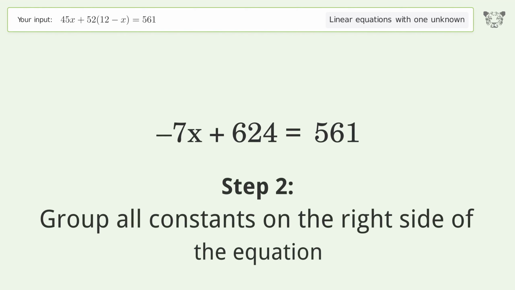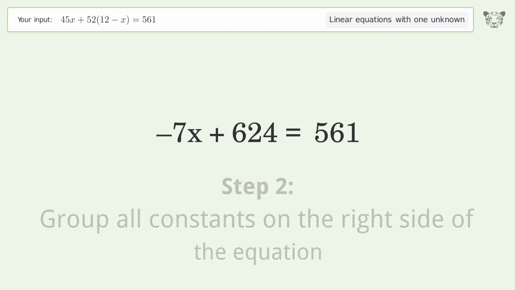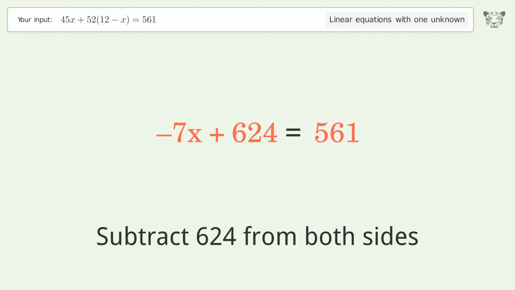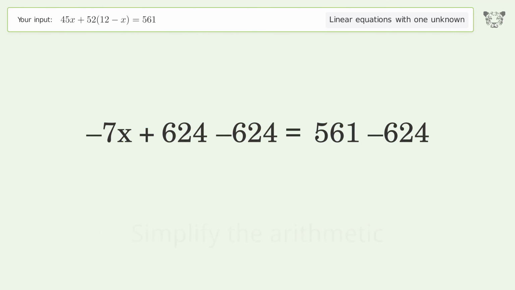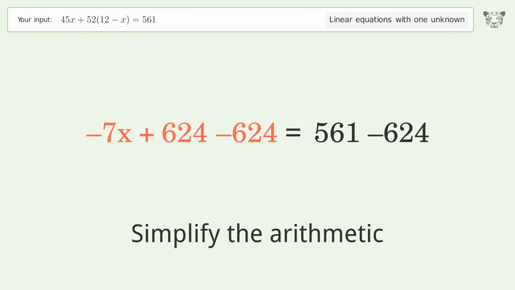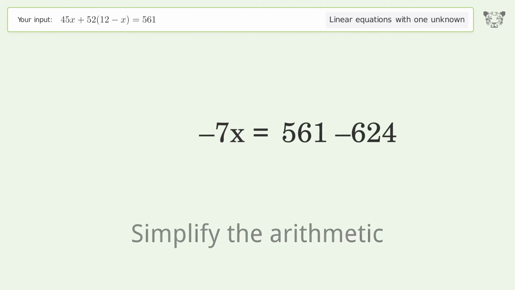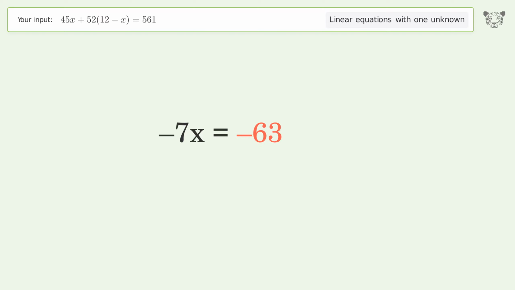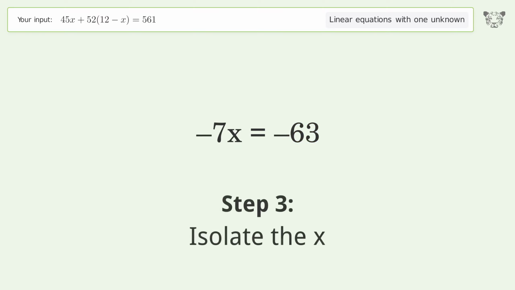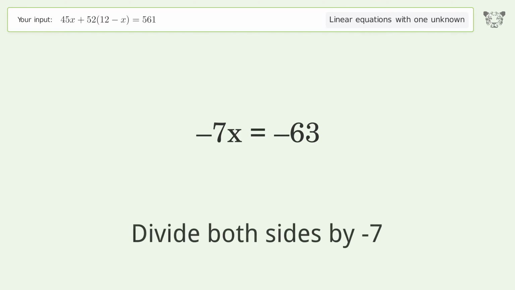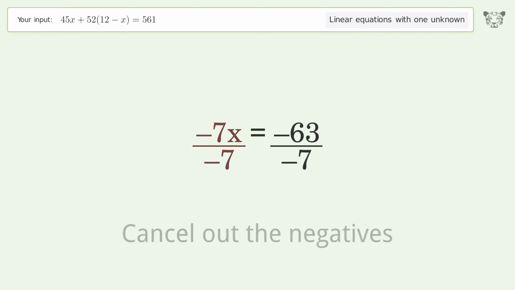Group all constants on the right side of the equation. Subtract 624 from both sides. Simplify the arithmetic. Isolate the x. Divide both sides by -7. Cancel out the negatives.